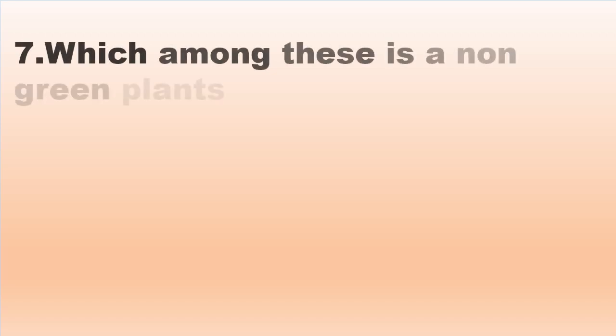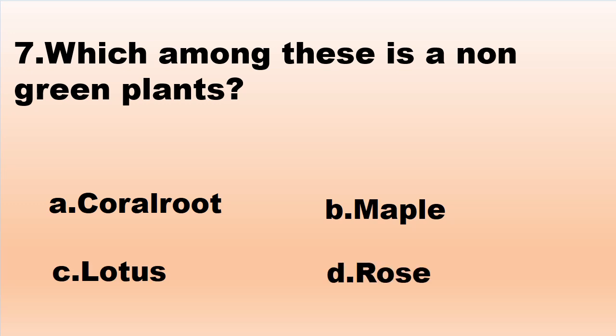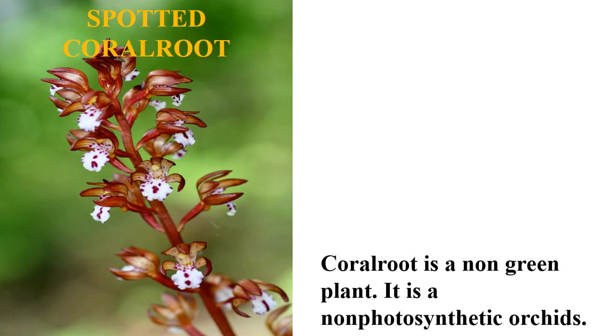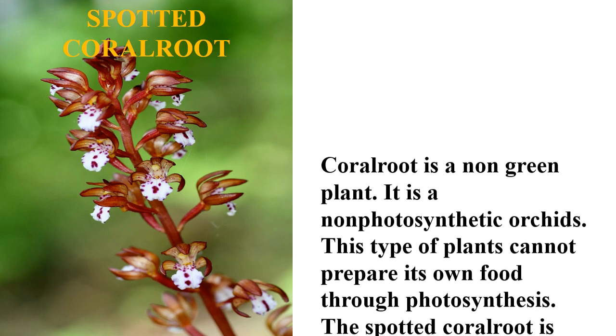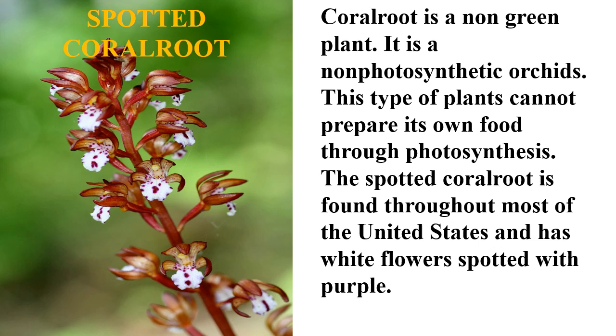Which among these is a non-green plant? Coral root, maple, lotus, rose. Coral root. Coral root is a non-green plant. It is a non-photosynthetic orchid. This type of plant cannot prepare its own food through photosynthesis. The spotted coral root is found throughout most of the United States and has white flowers spotted with purple.